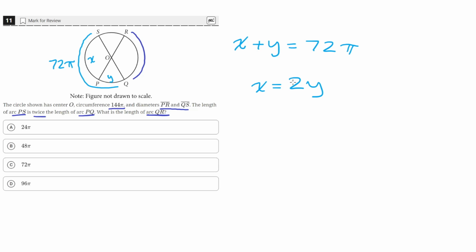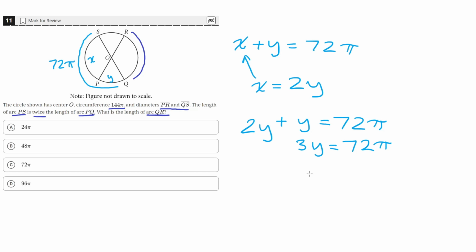So then we can substitute 2y into this equation for x. If we plug in 2y as x, and then the rest of the equation, we can solve for y. So 3y equals 72 pi, and so 72 divided by 3 is equal to 24 pi. So here the length of arc PQ is equal to 24 pi.